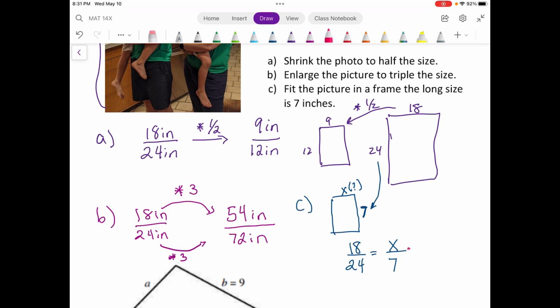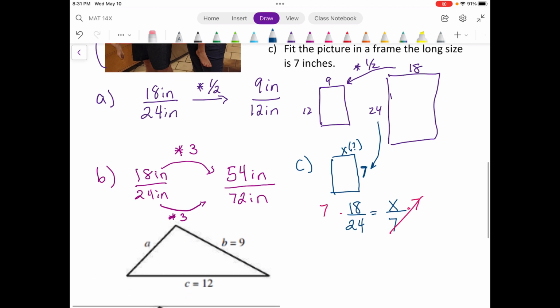So if I multiplied both sides of my fraction, both sides of my equation, by 7, the 7's here would cancel, and I would basically be left with whatever I need for x, which would be 7 times 18 over 24, which comes out to 5.25 inches. So that's one way to approach it. That would allow me to figure out that unknown side length.